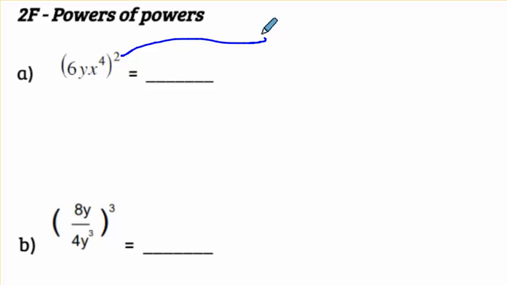Think about what this means. This parentheses, 6yx to the fourth, squared. That means we are going to multiply it by itself, okay? If we had an exponent out here of 3, we would write the whole thing again, but luckily it's just a 2. So now think about what this means. I'm going to put a little 1 here, a little 1 here. This is 6 times y to the first times x to the fourth, which of course is x times x times x times x, times 6 times y times x times x times x times x.